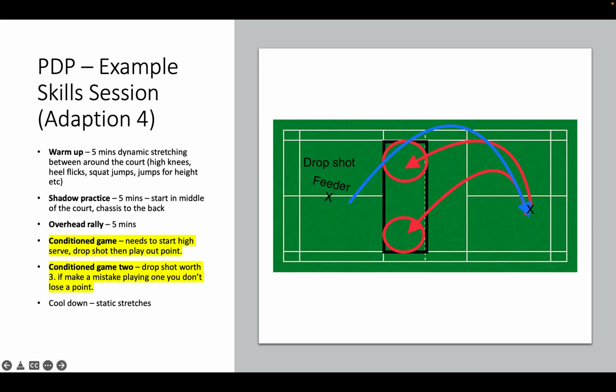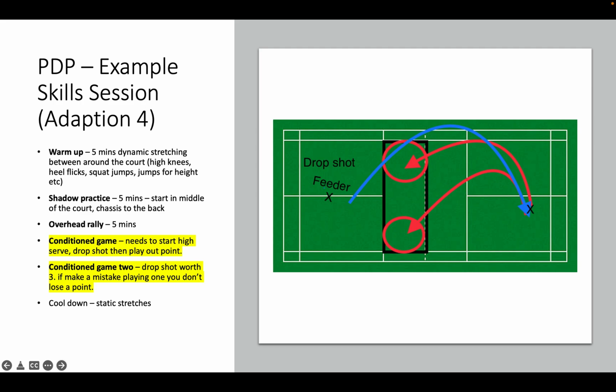And another adaptation here might be to look at the structure of the session. So we could remove the repetition drill. We would do a little overhead rally just to help get us warmed up. And then we might move to playing 2 different conditioned games. So the first one we would play, it needs to start with a high serve and then a drop shot return. And after that, we would then play out the point. And we would repeat that sequence regardless of who wins the point.